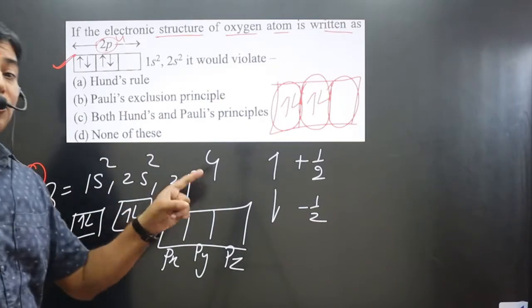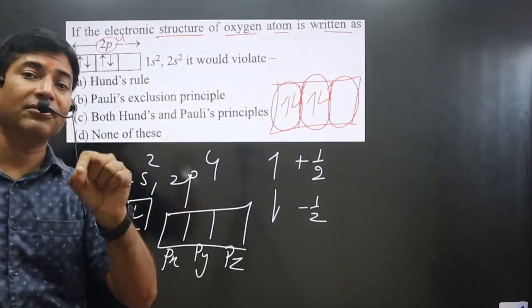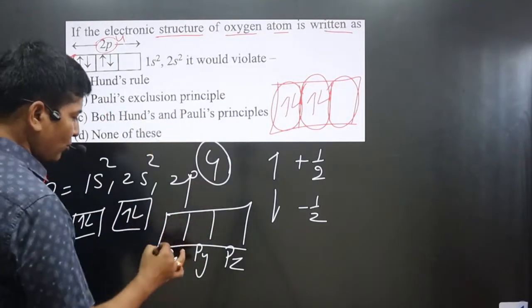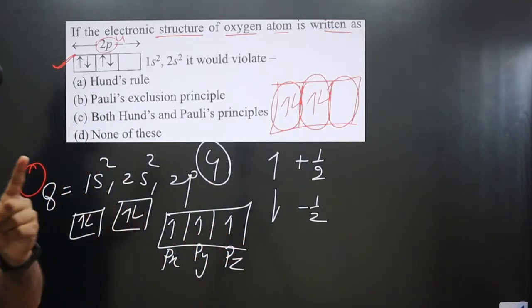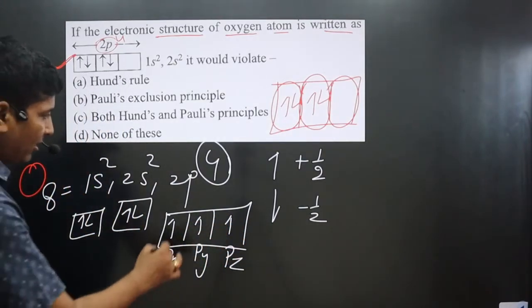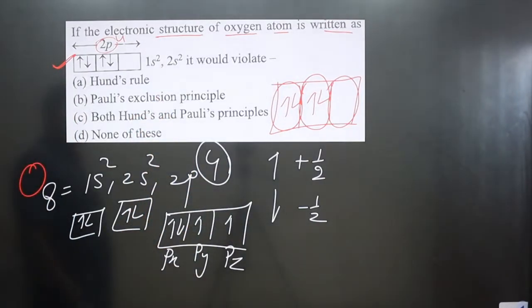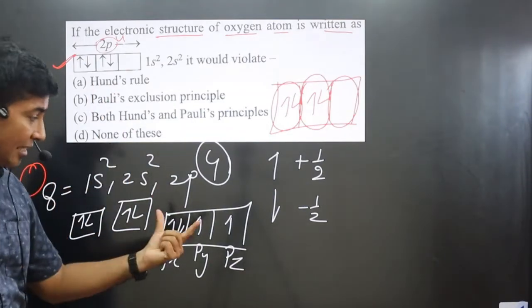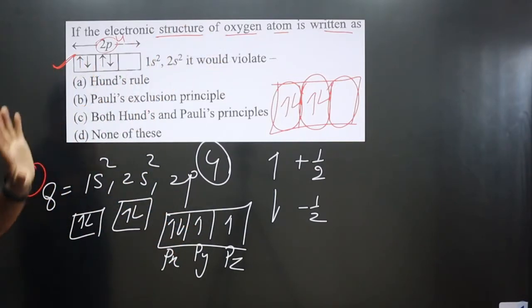When we fill these electrons we follow Hund's rule, and according to it the filling of these orbitals is done first with single spin, followed by double spin. How many total electrons are there? 4. Single spin, single spin, single spin, and then one more extra electron pairs up. This is how we are supposed to fill. If we follow Hund's rule, this is the orbital notation we should get for oxygen, but it is not given here.